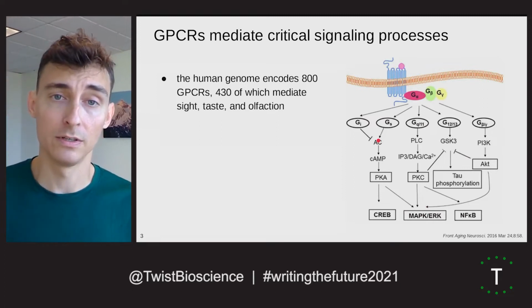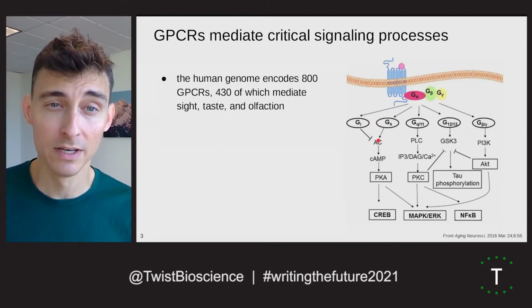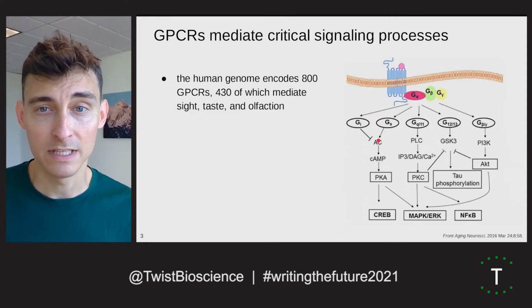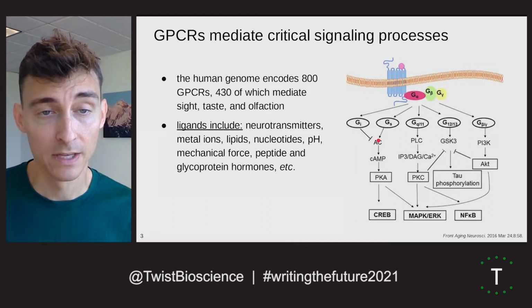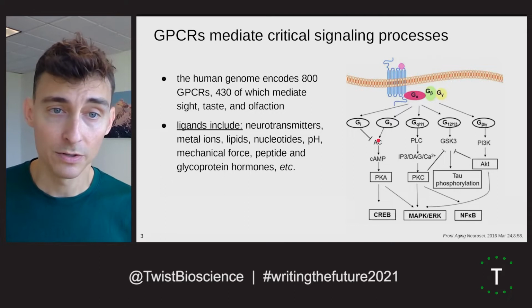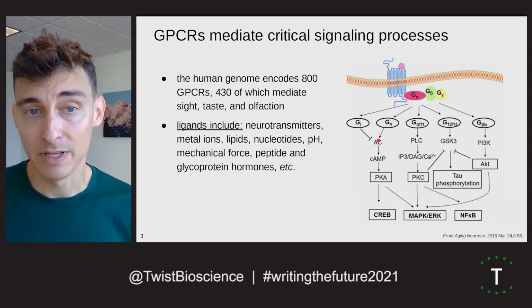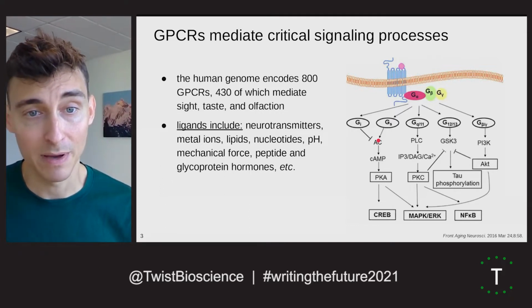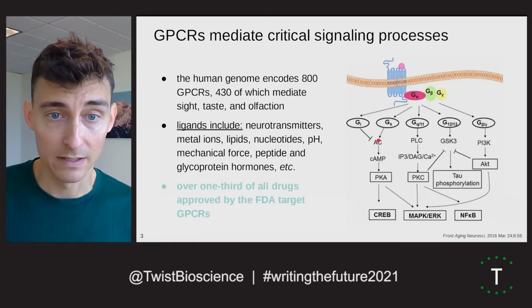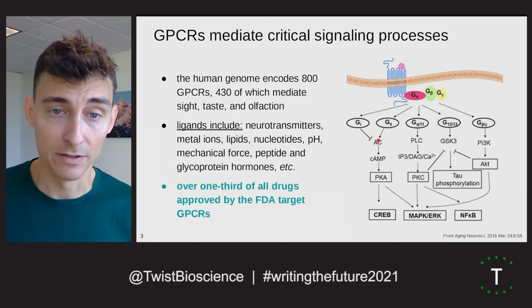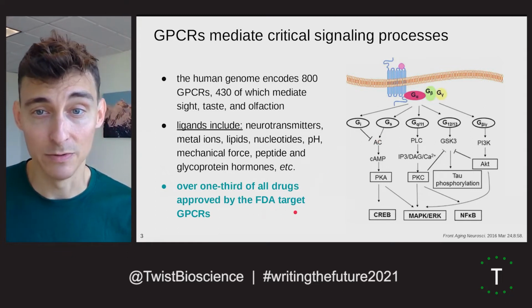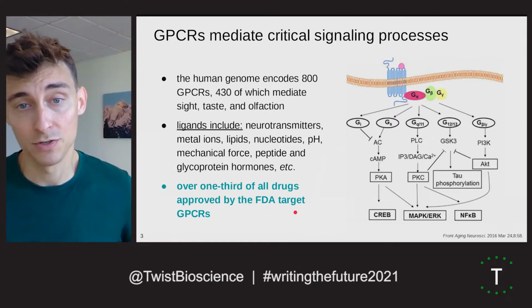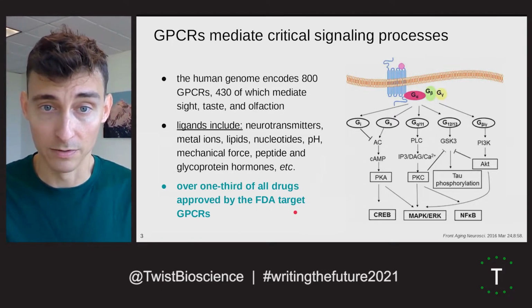Our genome encodes about 800 GPCRs. A little over half of these we use for seeing, smelling, and tasting, and the other half are the drug targets. These recognize everything from hormones, neurotransmitters, pH, lipids, nucleotides, mechanical force, peptides, lots of really important stuff. And critically, over a third of all the drugs we have approved by the FDA act by targeting GPCRs. So it's an incredibly rich area for drug development.